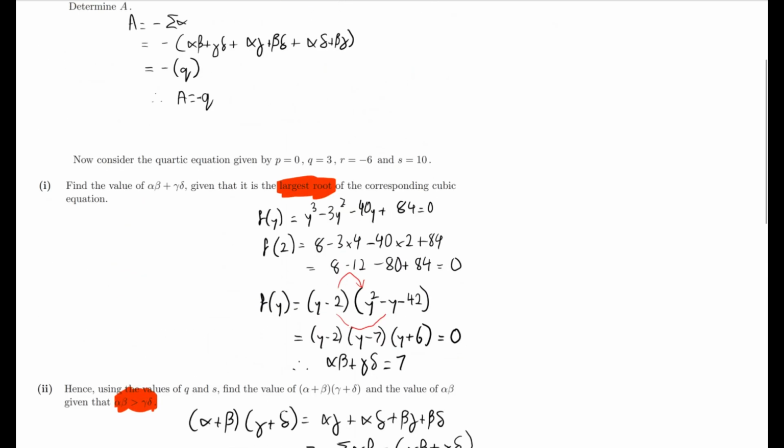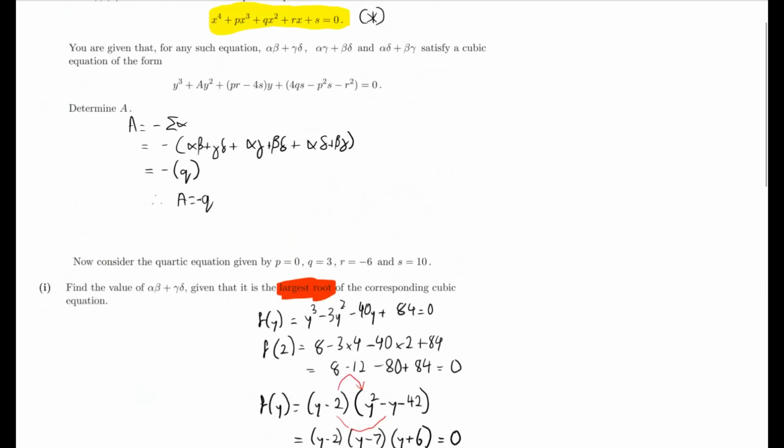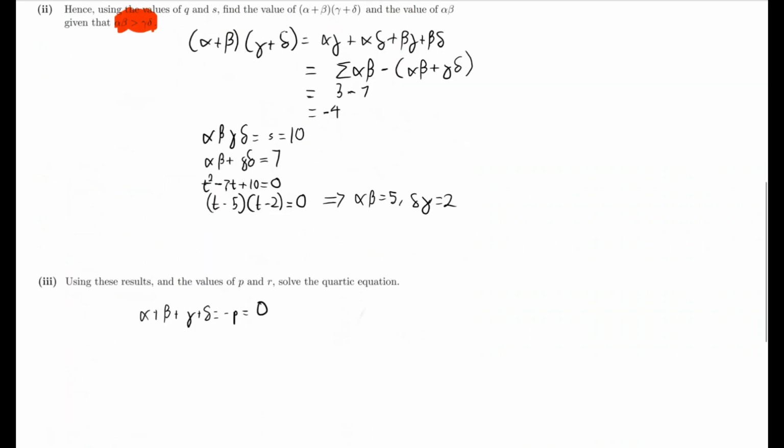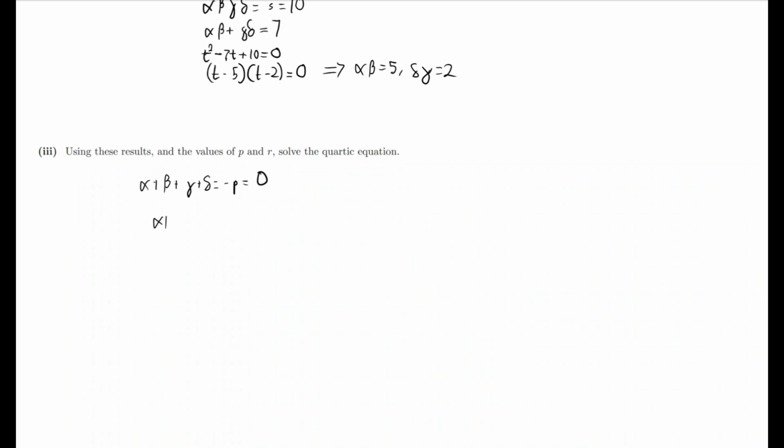Okay, so for the last part, we have to use these results and the values of p and r to solve the quartic equation. So you'll notice again that p is 0 and r is negative 6. So p is going to be the negative sum of the roots, or in other words, the sum of the roots is going to be negative p, so 0. And similarly, we know that r is negative 6, and r is going to be the sum of combinations of the products of 3 of the roots. So alpha beta gamma plus alpha beta delta plus alpha gamma delta plus beta gamma delta. That's going to be equal to negative r, which is 6.